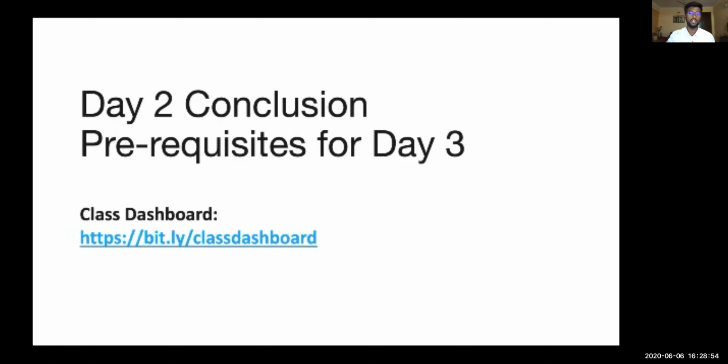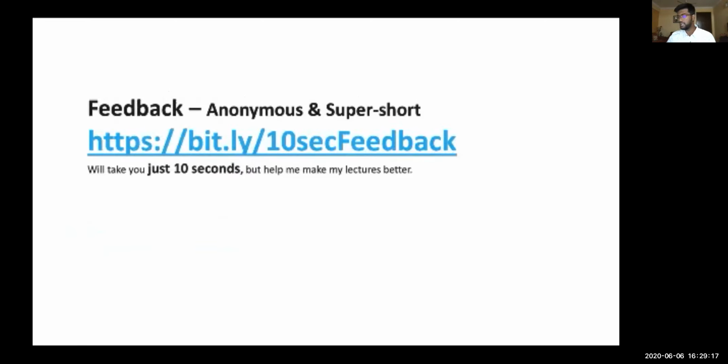Apart from seeing smart contracts hands-on, we'll open a terminal and we'll write a smart contract. We'll try to do that. Please go to the dashboard and check what you have to install before coming for tomorrow's class. Everything will be provided there. Right, so that's what it is. And please visit the class dashboard. You'll find everything there.